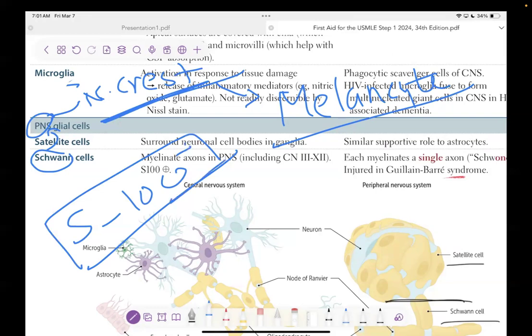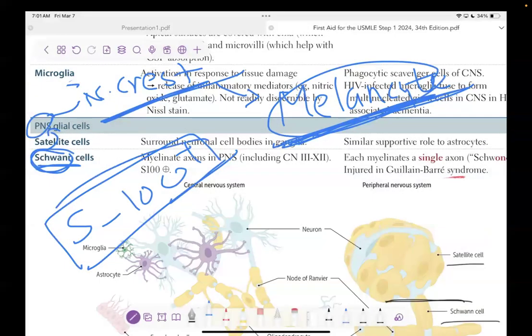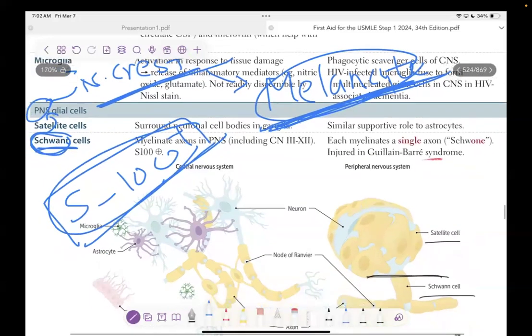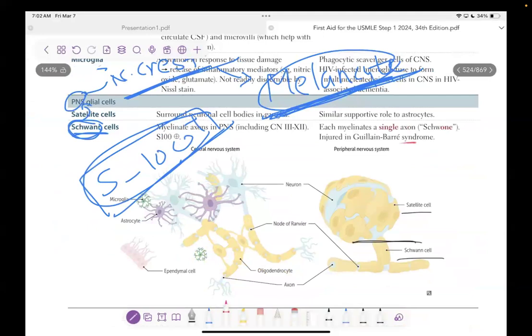And S100 is positive in melanoma and also in schwannoma. Just remember this. We may see S100 in many other tissues that originate from the neural crest, but the most important ones are the Schwann cell and melanocyte. Why? Because we have tumors. They are very dangerous tumors, melanoma and schwannoma. In melanoma and schwannoma, we usually see S100 positive and see these in questions. I already said that whenever Schwann cell is affected, it is called Guillain-Barré syndrome.